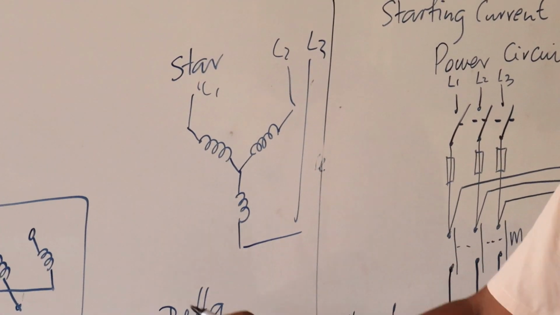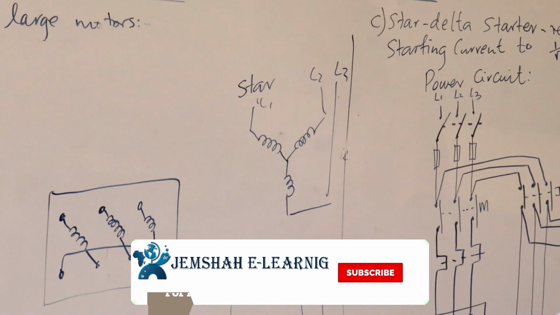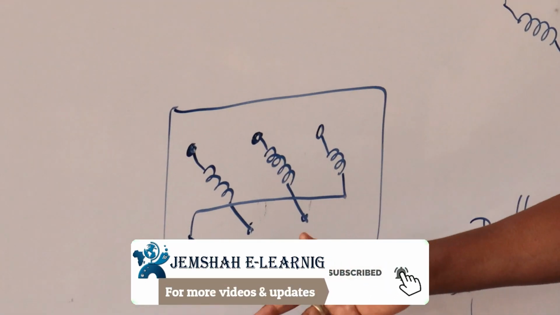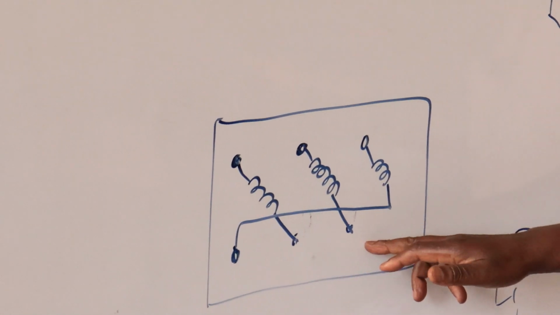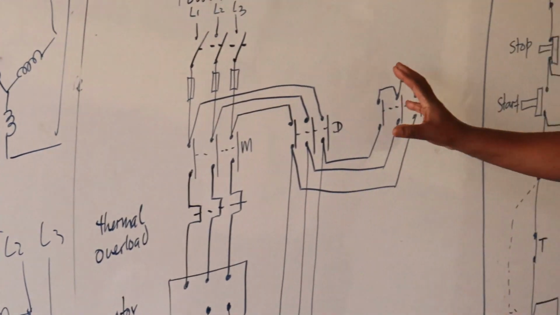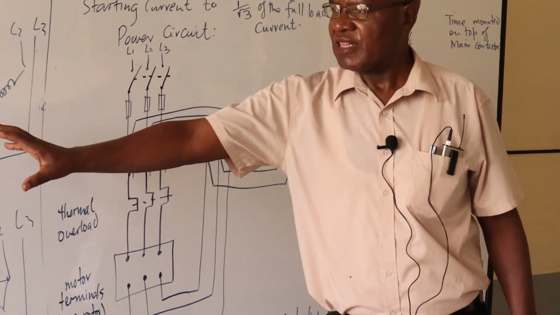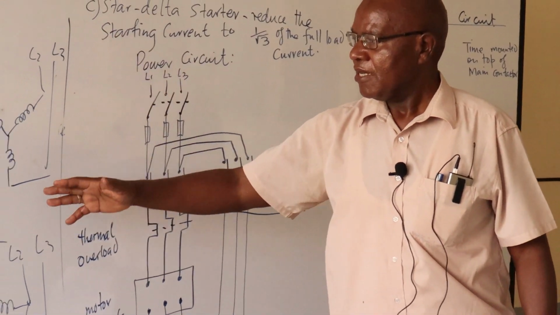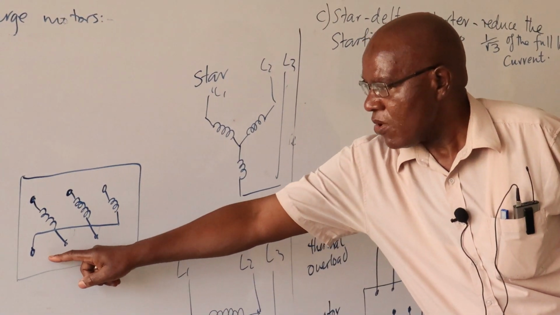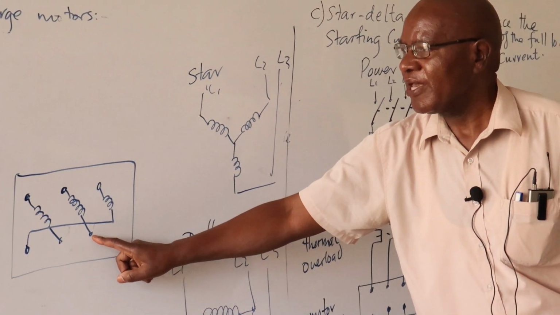So you need to remember what we are changing over. Now in the delta, I said we connect top to bottom, top to bottom, top to bottom. In star, you simply short this one here. So if we briefly analyze our power circuit to see how we achieve that, my star connection is when I want to connect the lower terminals, all of them together.